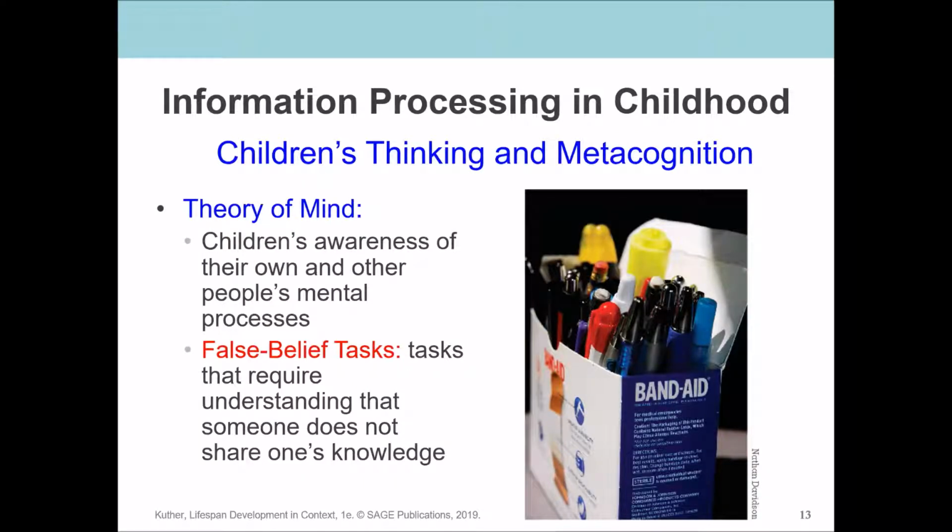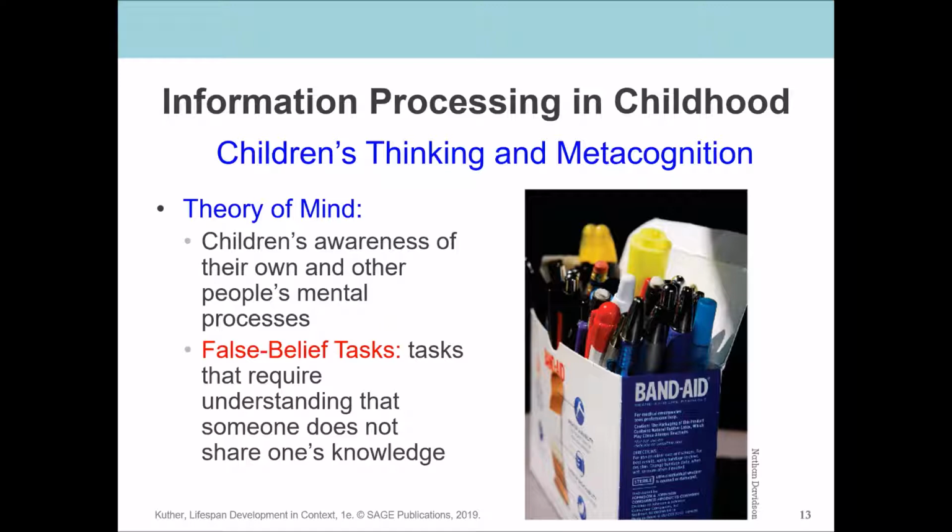An important accomplishment in childhood is the development of theory of mind. This is children's awareness that their own and other people's mental processes exist, and they exist separately, that they can have ideas and thoughts and beliefs and emotions, and other people have their own ideas and thoughts and beliefs and emotions. We assess this by examining children's ability to understand that people can hold different beliefs about an object or an event than they themselves hold. A really common task is the false belief task. And this requires children to understand that someone doesn't share their knowledge.